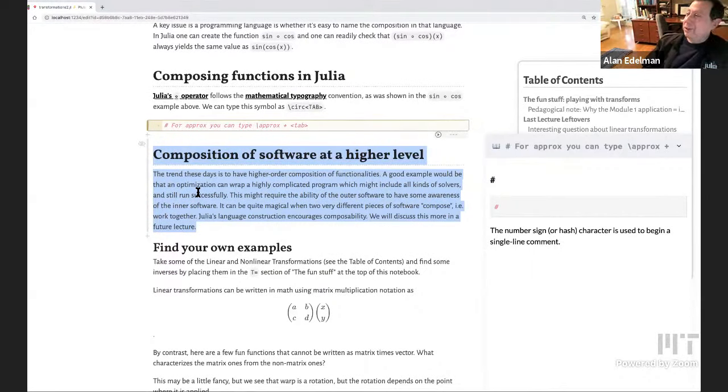For example, you could have a simple function that puts strings together, but maybe doesn't put numbers together. So having software compose is a really big deal.